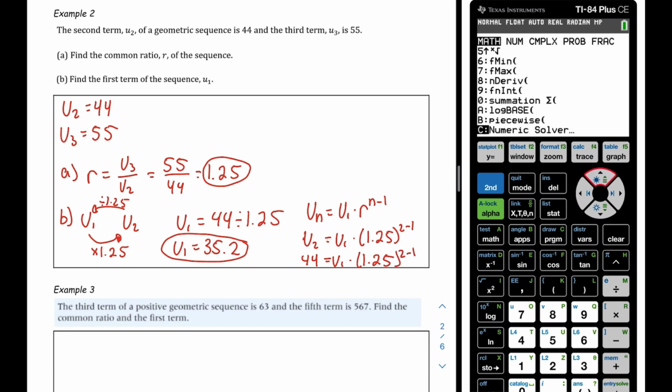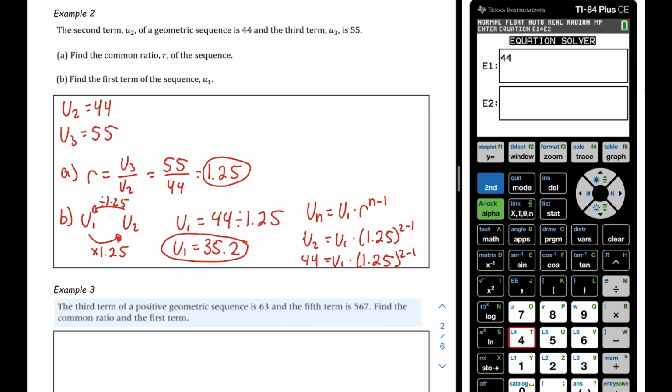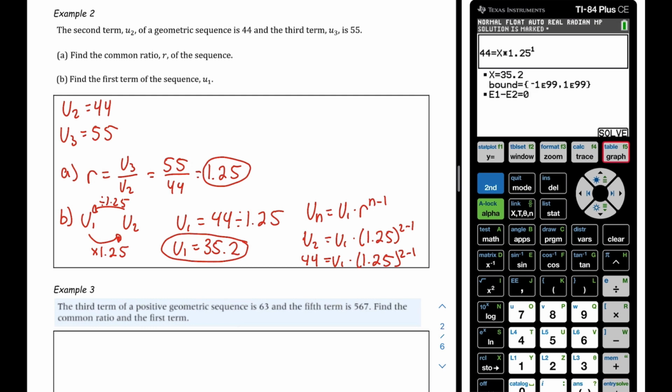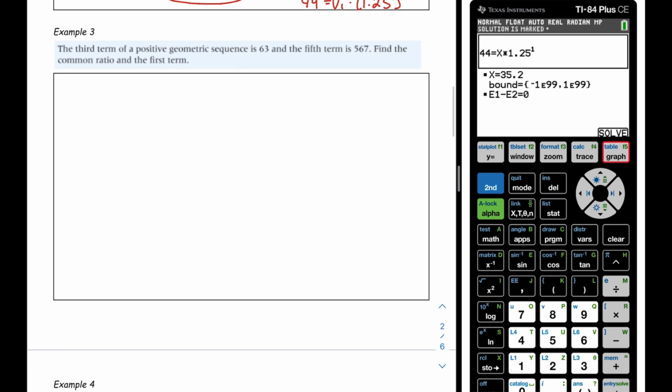So I could have substituted the information that I know, and I could have used nsolve to solve this question. So math, numeric solve, and I could have written 44, and I would have x times 1.25 to the power of 2 minus 1, which is just 1. And then I click on solve, and I get that our first term is in fact 35.2. So this method here is a method that's going to work all the time, right? So we're using our general rule in order to substitute in the information we know and then use numeric solve to find our answer. Okay, next up, example 3.